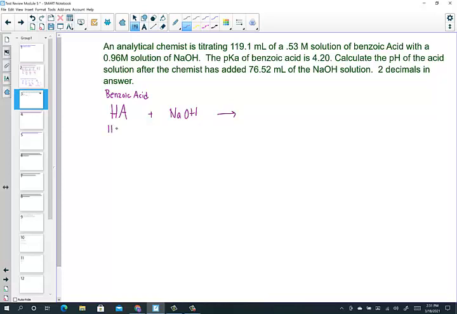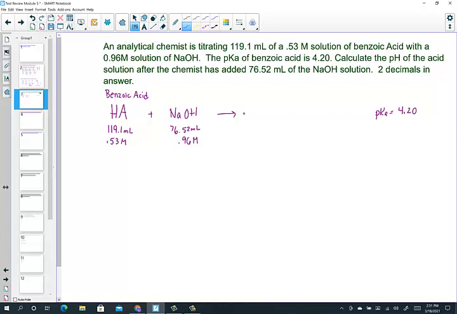It says we're titrating 119.1 mL of the acid. That is 0.53 molar concentration. See how I like to tabulate what I'm given right underneath the ingredient in my balanced equation. The concentration of the base is also given as 0.96 molar solution. Over here to the side, the pKa of benzoic acid is 4.20. We'd like to know the pH of the solution after the chemist has added 76.52 mL of the sodium hydroxide. And we're always told in the titration problems in Alex to include 2 decimals in our final answer.